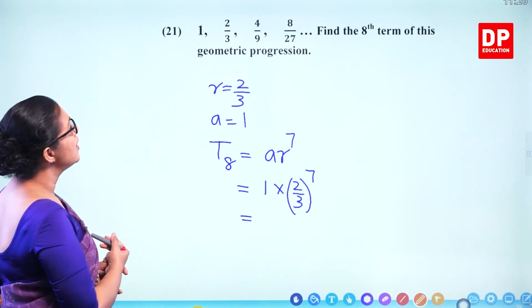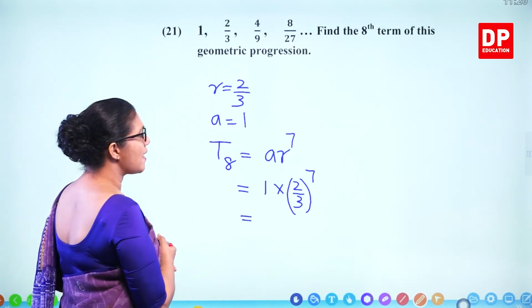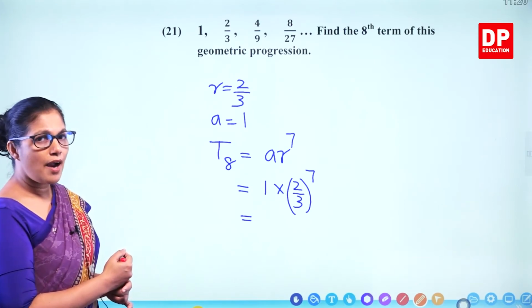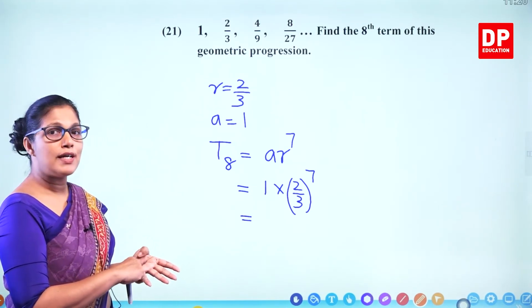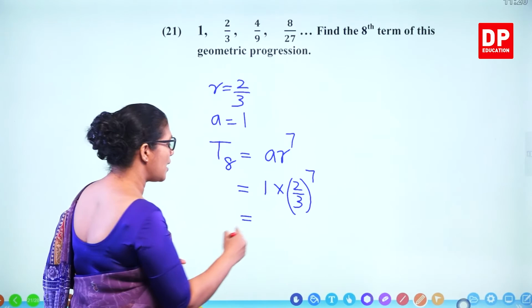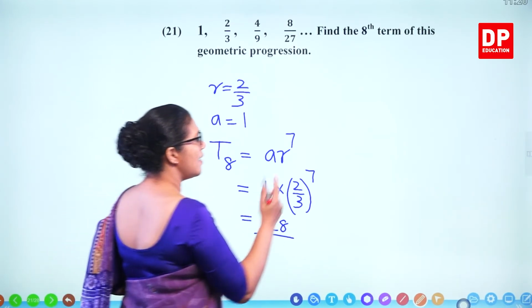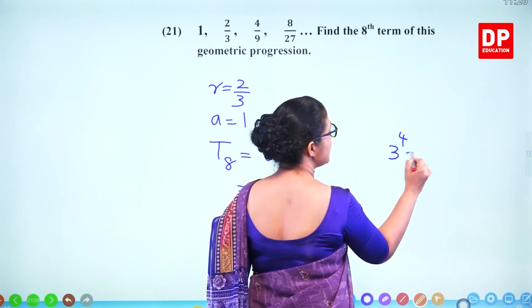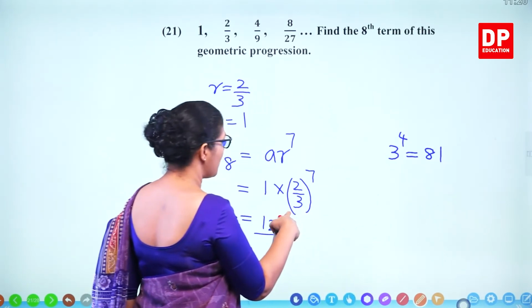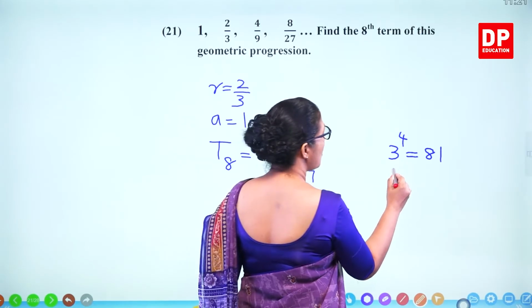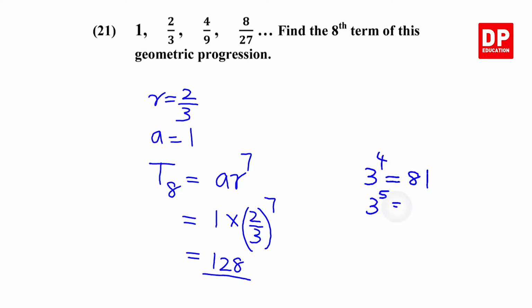So you need that value. 2 to the power 7 is 128. 2 to the power 6 is 64, 64 times 2 is 128. What's 3 to the power 7? We know 3 to the power 4 is 81. So 3 to the power 5 is 243.